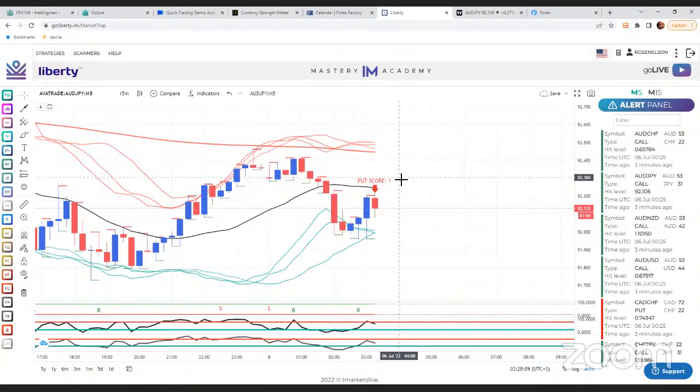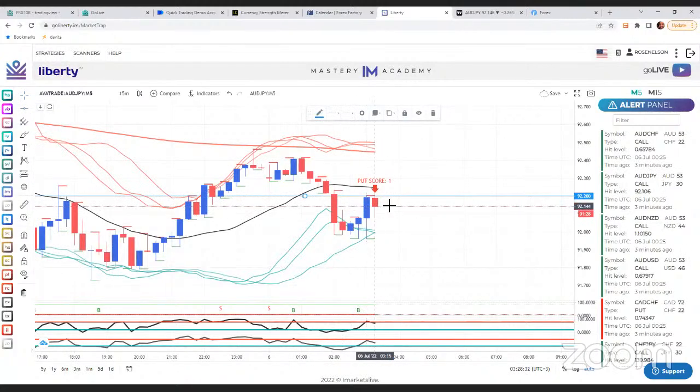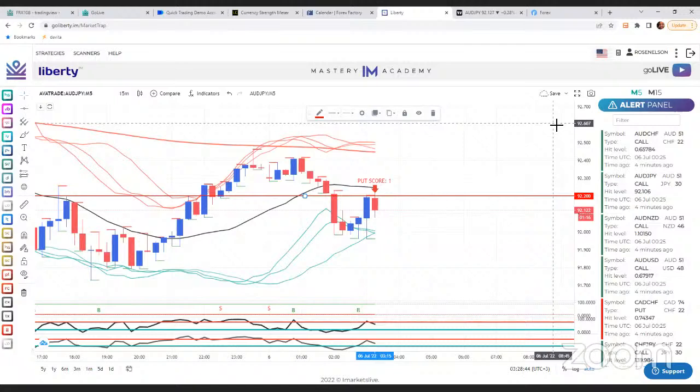I don't know. It's kind of tricky sometimes, but it will make sense as you keep practicing on your demo. You know what I mean? Just keep going to demo and practicing. But the entry point would have been this little red candle, because you want to mark off the reds because you're trying to sell. So this was a good area for going in, the 200.